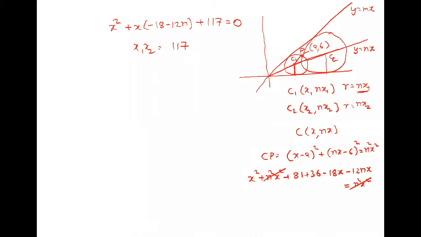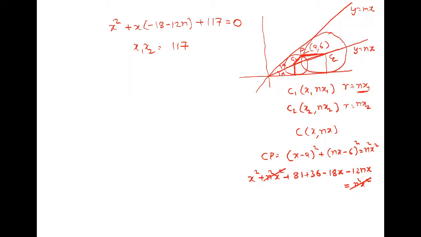What is CP? CP is the radius of a circle. Either CP1 or CP2 is the radius of a circle, because C1 is the center, and P is (9, 6), which is given to you. Now this angle is alpha. This angle is also alpha.